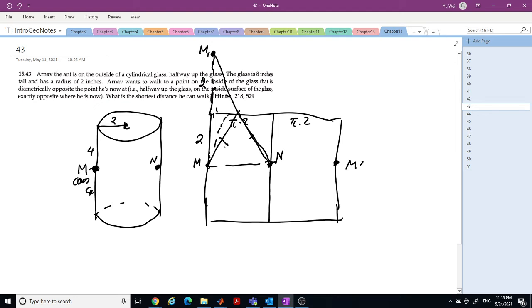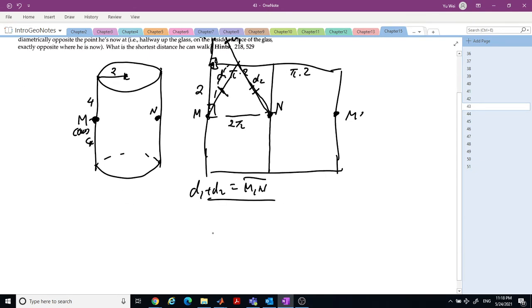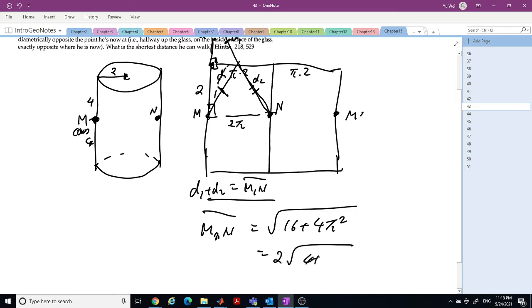Why? Because by symmetry, this equals this, so this one will equal this one, right? So the D1 is equal to D1 here. This is the D2. So the D1 plus D2, the shortest is the line M1 and N together. So now you can see you have 2 pi here and you have 4 here. By Pythagorean theorem, M1N equals the square root of 16 plus 4 pi squared. So now you can take out the 2: it is 2 times the square root of 4 plus pi squared.